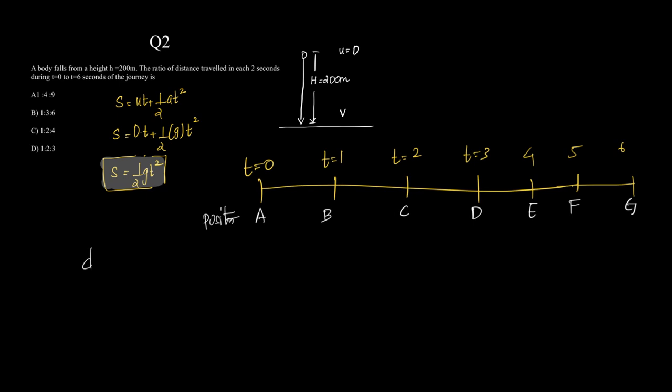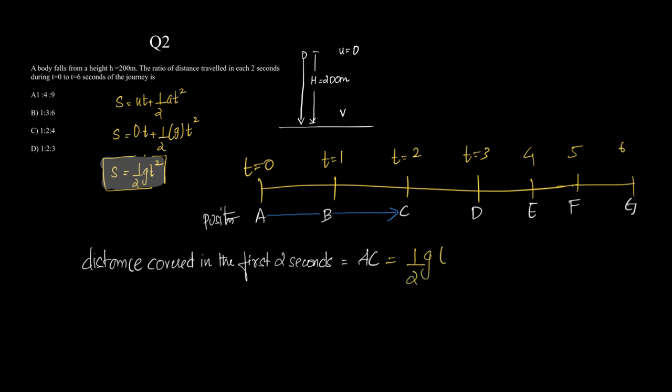Now distance covered in the first 2 seconds. What is that equal to? In the first 2 seconds it is equal to AC, right? Which is this much of distance. Now, what is that numerically equal to? Half into g into 2 square, which is equal to, 2 square is 4, 4 by 2 is 2, so we have 2g.